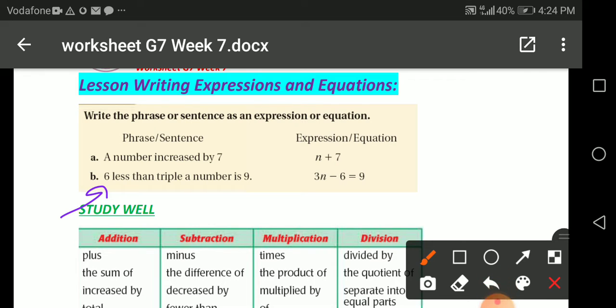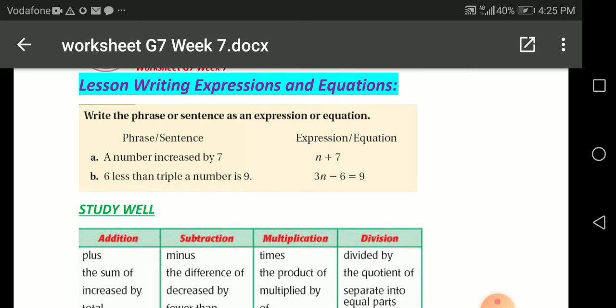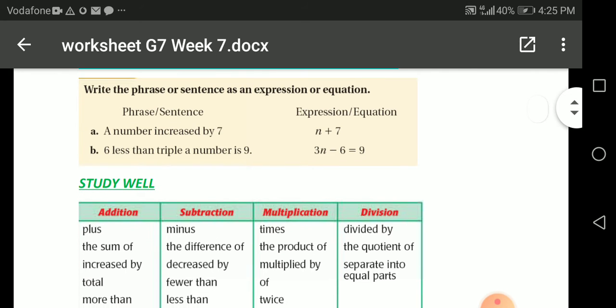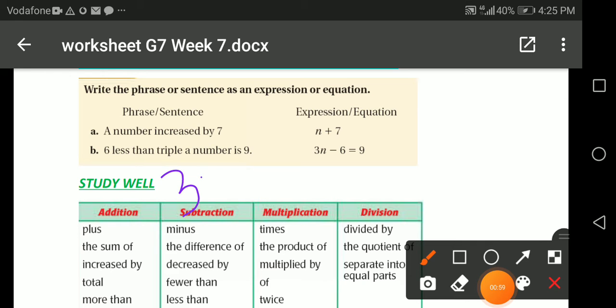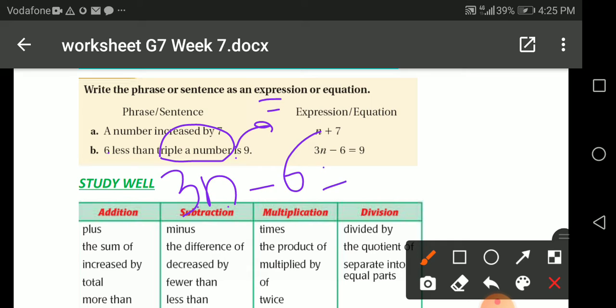Okay guys, first of all, remember that when we say the word than, I will change places. So I can say here 6 less than triple a number. Triple a number means what? 3n. Less than means minus 6. And "is" in math is called equal. So when I say the word than, remember, I will change the places of numbers.